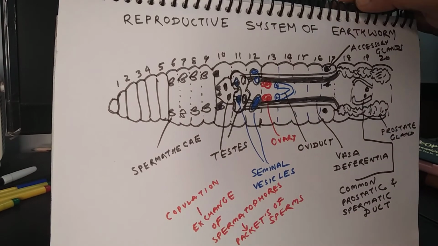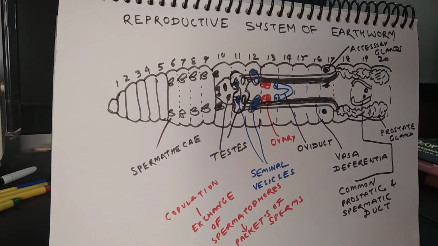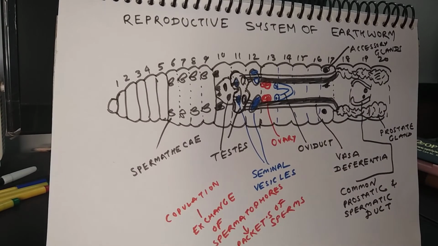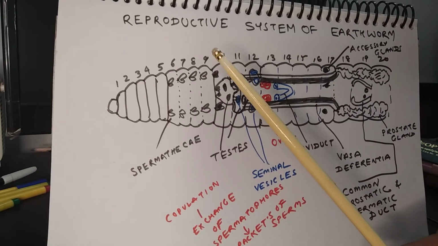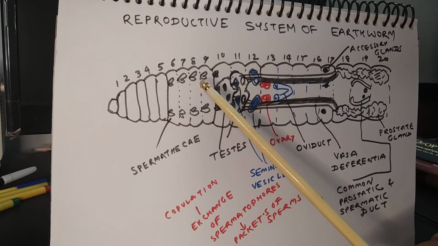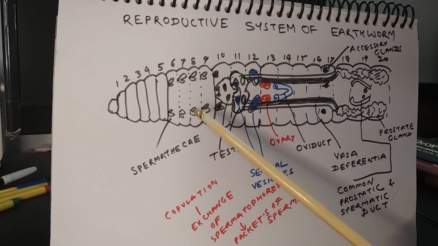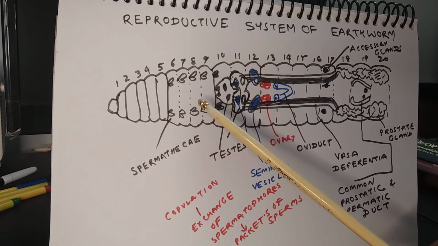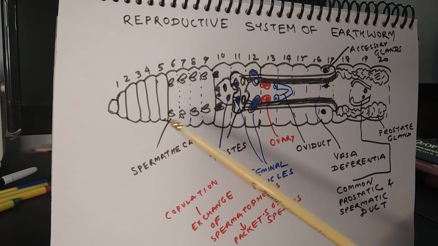Reproductive system of earthworm. The earthworm is a hermaphrodite animal, which means both the male and female sex organs are present in the same animal. So this is the structure. In the 6th, 7th, 8th and 9th segments, there are pairs of spermathecae, and they open out through spermathecal apertures, as I had discussed during the external structure of earthworm.